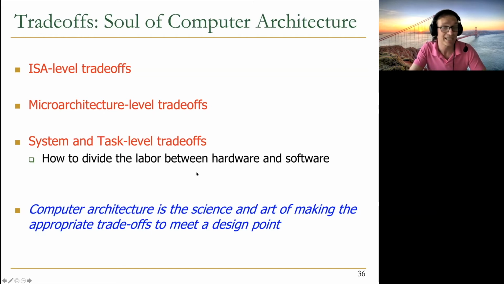This is how to divide the labor between the hardware and the software. How do you divide the tasks? How do you do the parallel programming? How do you do the partitioning? How do you exploit locality, as we will discuss later? And these are also part of computer architecture, but we will not have a lot of time to deal with the system and task level trade-offs in this course. So computer architecture is the science and art of making the appropriate trade-offs to meet a design point, essentially.